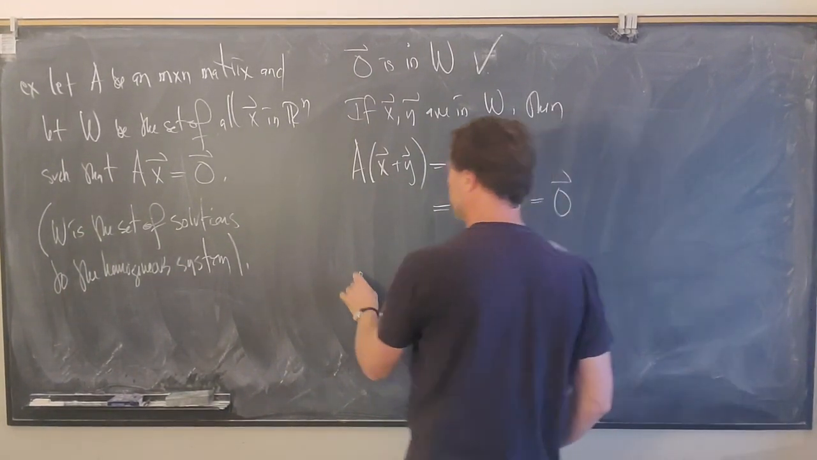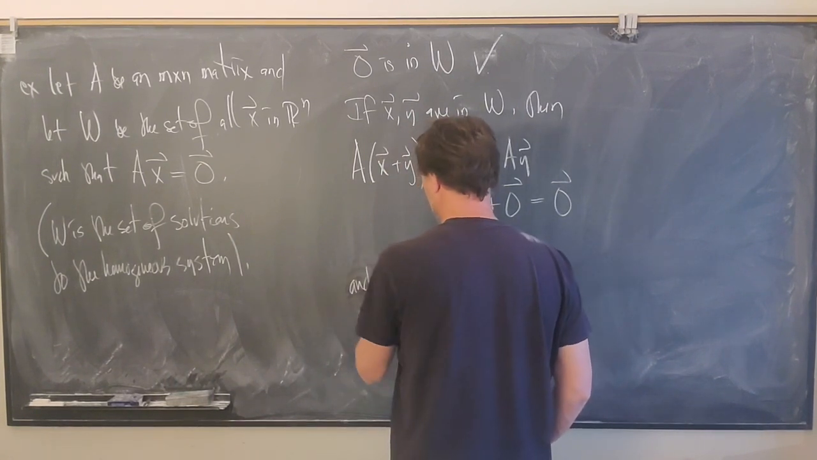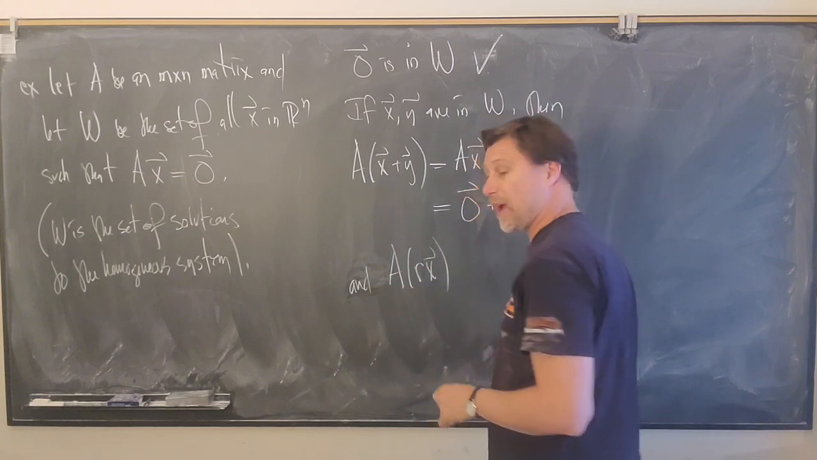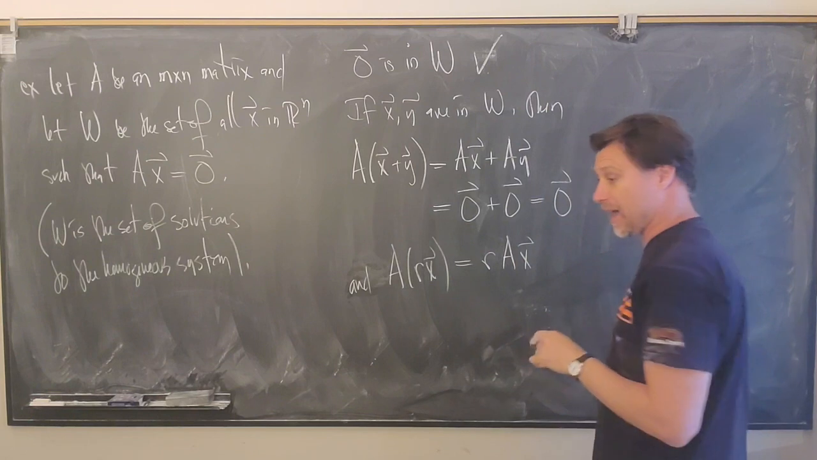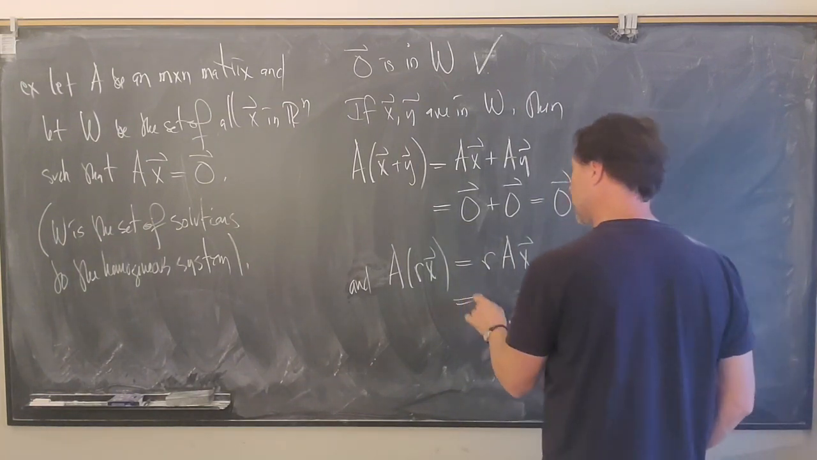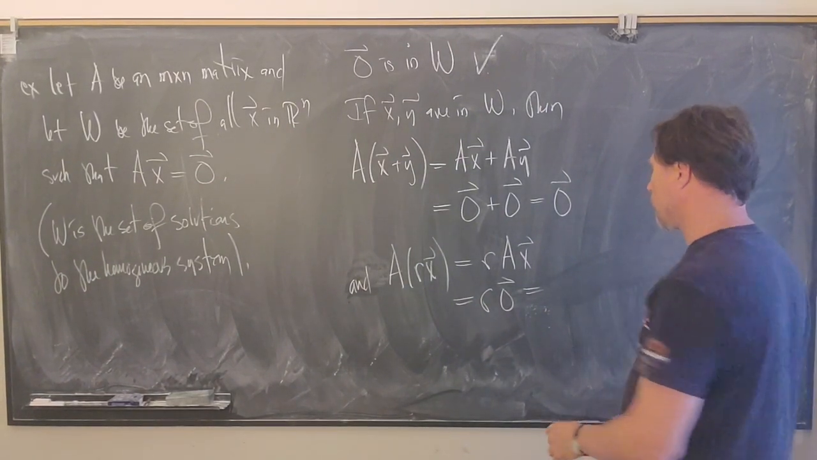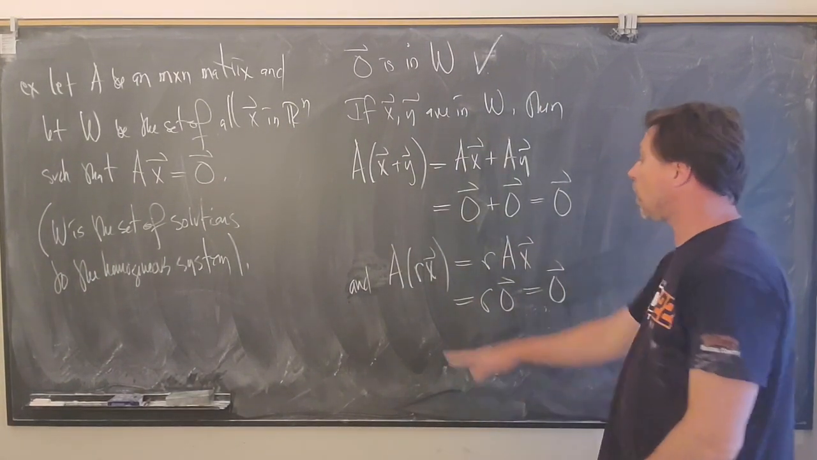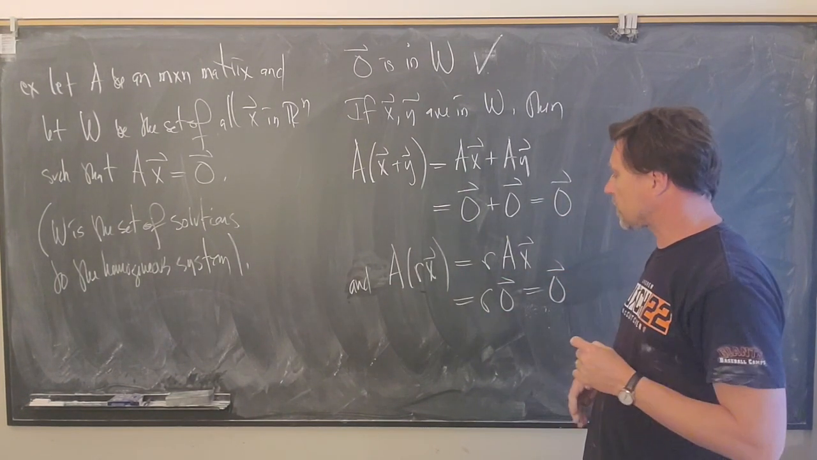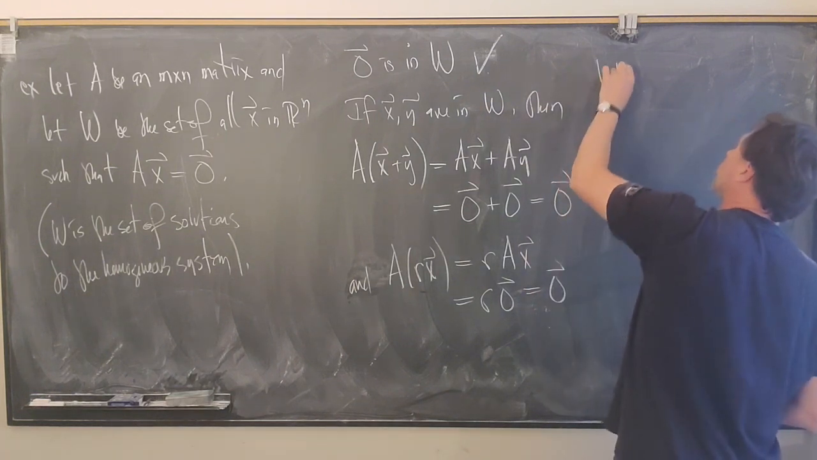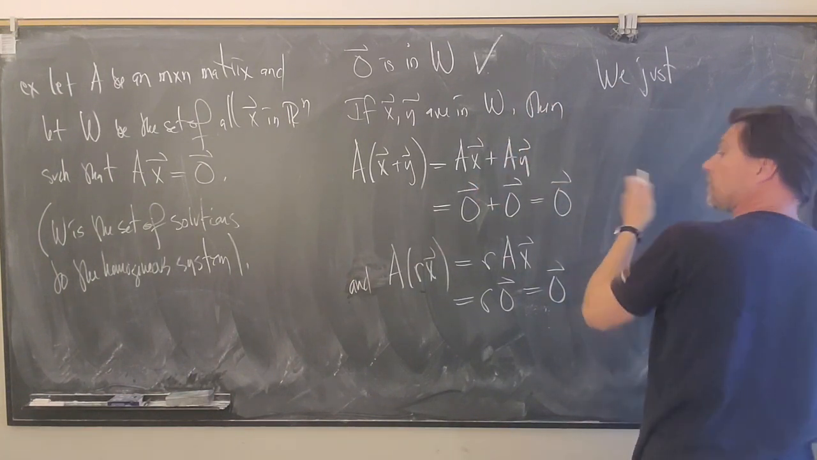Also, A times rx is equal to r times Ax. Ax is 0, so we get r times 0. And by the theorem that we looked at earlier today, this is equal to 0. So rx is also a solution to the homogeneous system. What did we just prove? I know this is an example, but it's an important example, and it's important enough that we're going to write this down as a theorem.